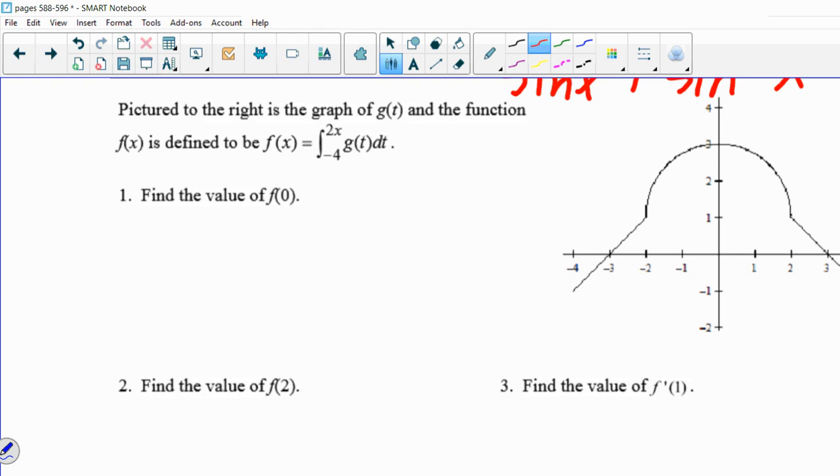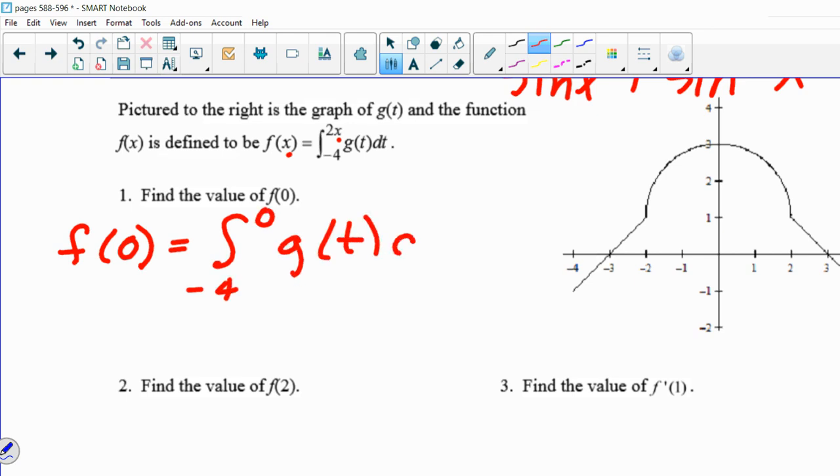The picture to the right is the graph of g of t. So this is g of t. And the function f of x is defined to be that function. So notice we are integrating a function whose graph we have. Typically that might mean area, so we're going to have to think about that. F of 0, so I'm putting 0 in here for x, so everywhere I see an x I'm putting a 0, is the integral from -4 to 0 of g of t dt.